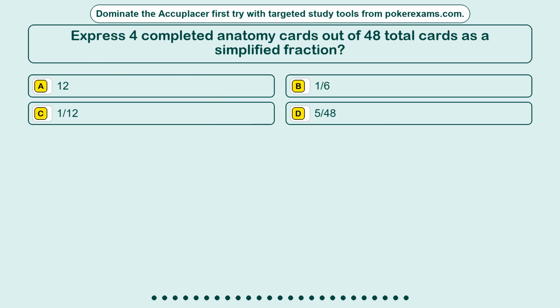Question 2. Express 4 completed anatomy cards out of 48 total cards as a simplified fraction. Option A, 12. Option B, 1/6. Option C, 1/12. Option D, 5/48.